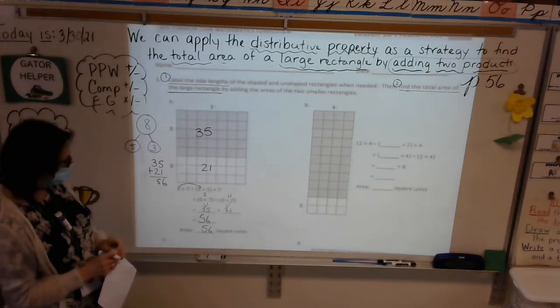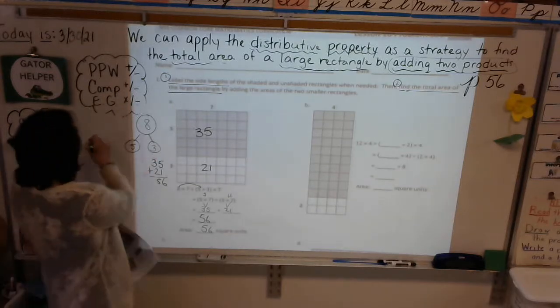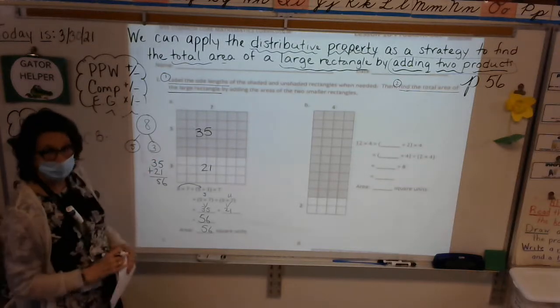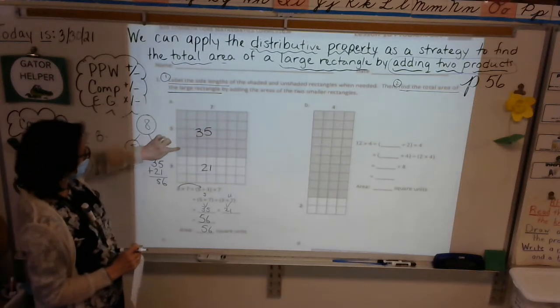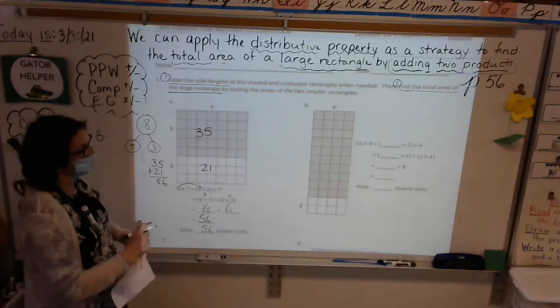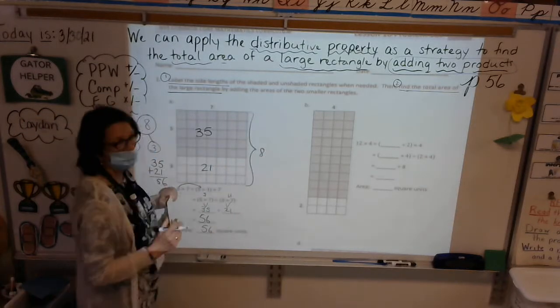Yes, Cam? Oh, well, you know what? Thank you so much. I'm giving you a dojo for that. But on this one, they do have all our side lengths labeled. They have 7 going across the top, they have 5 here, and they have 3 here. I guess what you could do is you could do this and show that that whole side is 8. You want to do that?